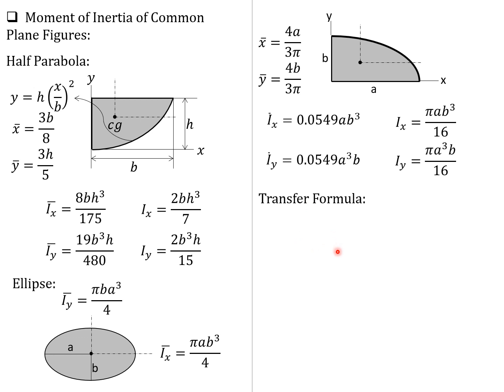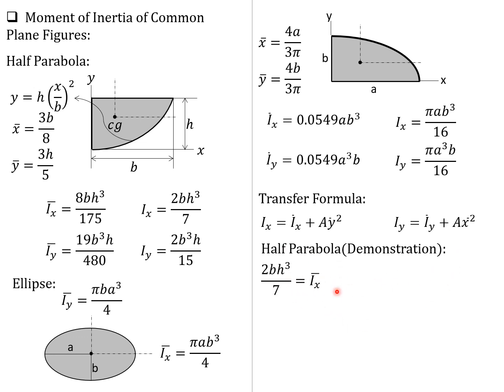So the general transfer formula for moment of inertia is I with respect to any axis: Ix is equal to I barred x plus area times barred y squared, and Iy is I barred y plus area times barred x squared. For the half parabola, you just go over the derivation here. This is a demonstration. Moment of inertia with respect to the x-axis is 2bh cubed over 7 from here.